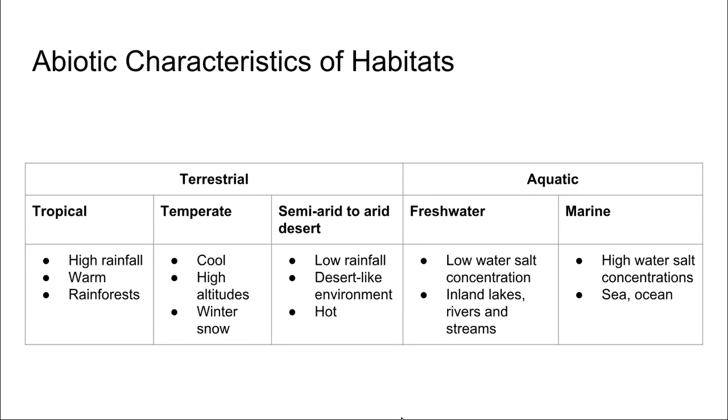And when we look at aquatic ecosystems, we're looking at freshwater environments, where there is low water salt concentration, and we may be referring to, in this case, inland lakes, rivers, and streams. And then we have our marine environments, which have a high water salt concentration, and these are things such as the sea and the ocean.